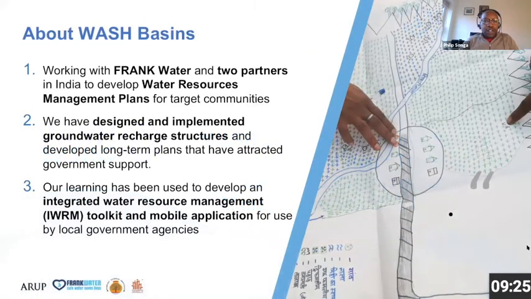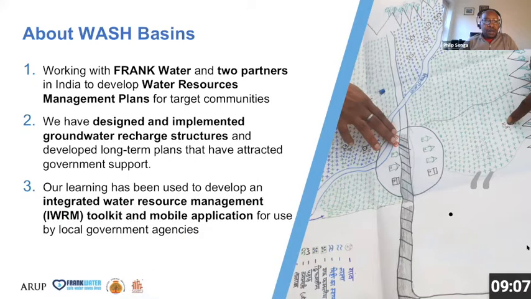On this project, which we are calling WASH Basins, we are working with Frank Water and two India-based NGOs to help to develop water resources management plans for communities in two states in India, in Chhattisgarh and in Madhya Pradesh. And it's a two-year project.